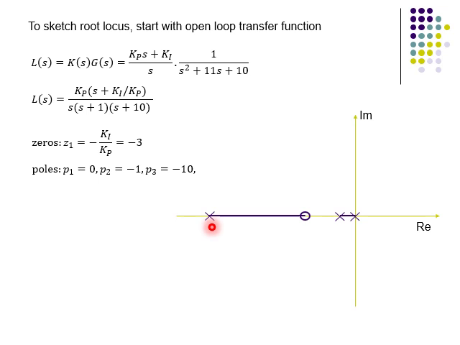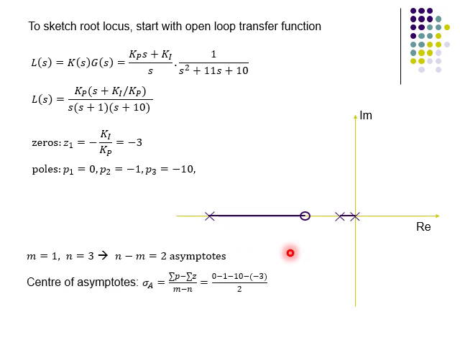So rule 2 allows us to complete the branches of the locus that lie on the real axis, and then to continue we can go to rule 3. Rule 3 tells us about the location and number of asymptotes. The number of asymptotes is equal to n minus m, where n is the number of poles of the open loop transfer function, and m is the number of zeros. So here n is 3, m is 1, so we're going to have two asymptotes.